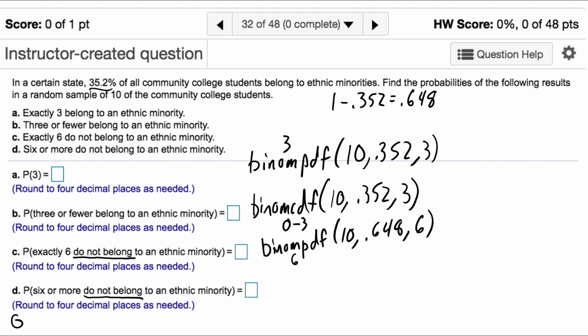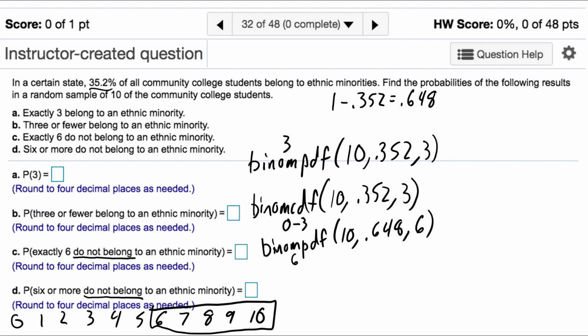It's hard to write on a tablet. 0, 1, 2, 3, 4, 5, 6, 7, 8, 9, 10. All right. So 6 or more. That is these: 6, 7, 8, 9, 10. That is 6 or more.